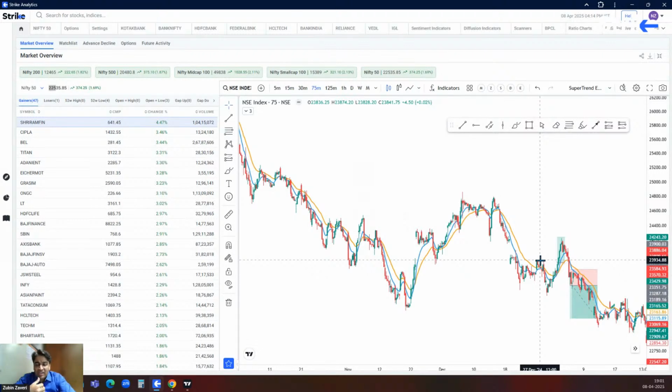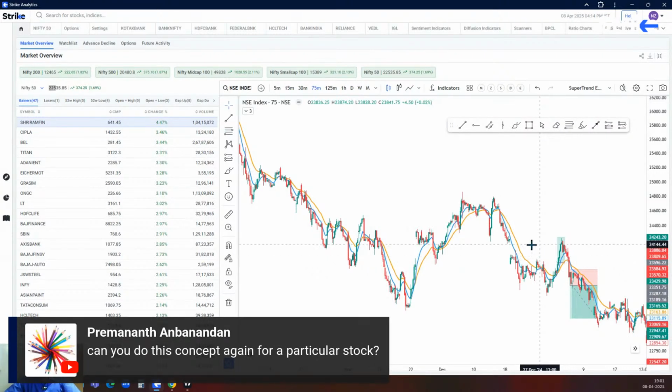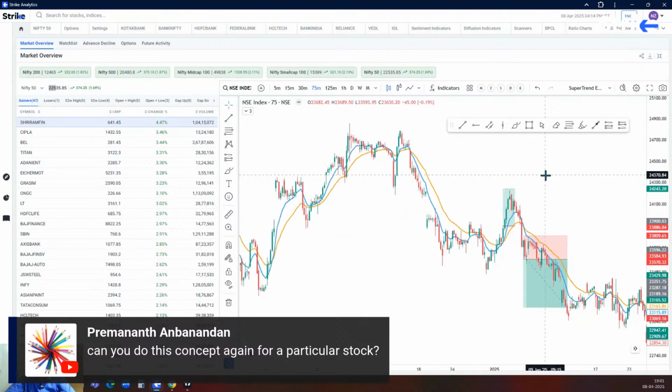Yes, Premnath ji, I'll explain the entire strategy for stock specific also. But you know why I'm taking this 75-minute on Nifty? If you are an investor and you don't want to trade in Nifty, that's okay. But when Nifty is giving you buy signals over here, or sell signals over here, as a short term trader or as an investor, you will come to know whether you should put your money in buying stocks or should avoid.